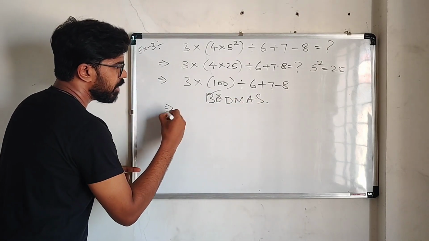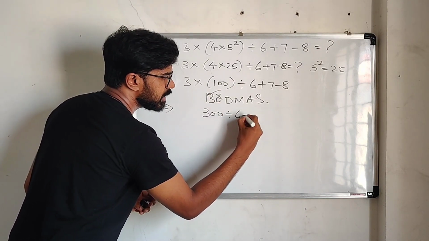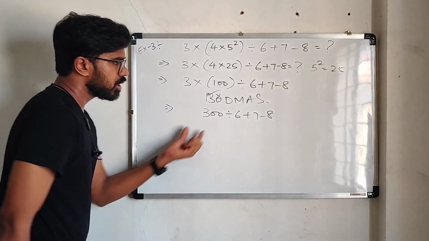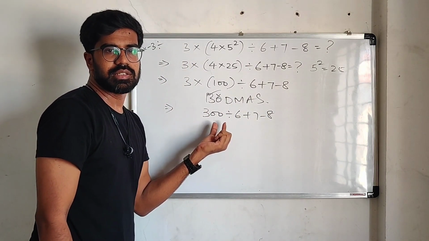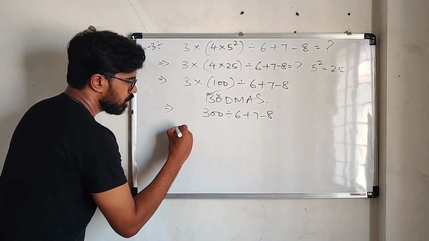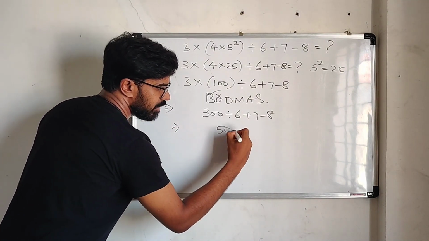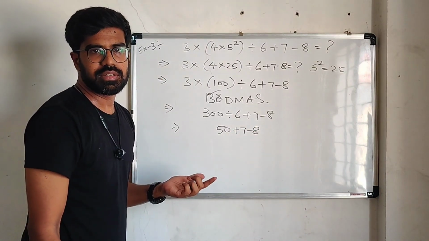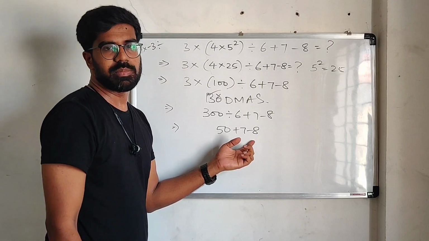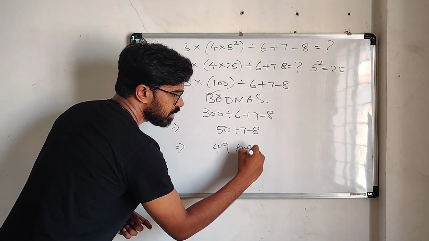How? Now if I write 3 into 100, that will become 300 divided by 6 plus 7 minus 8. So 3 into 100 is 300, 300 divided by 6, 6 5s are 30, so here what will be coming? 50. So here 50 for division plus 7 minus 8. What is 50 plus 7? 57. 57 minus 8 will be 49. So simply your answer will be 49.